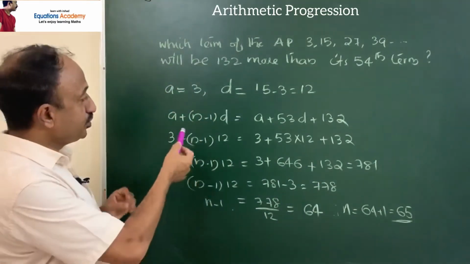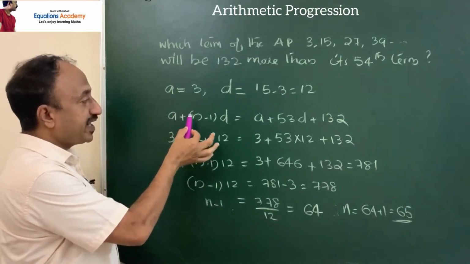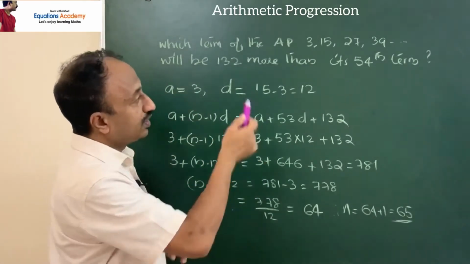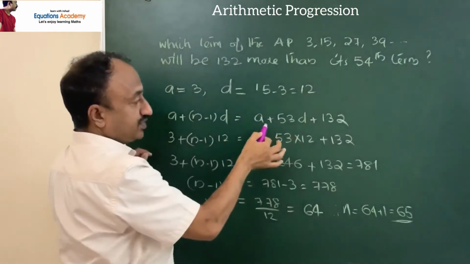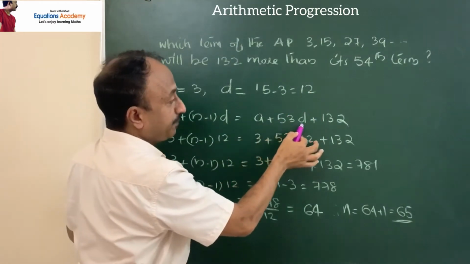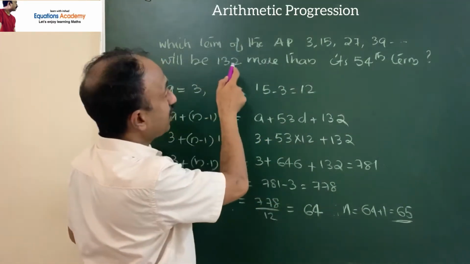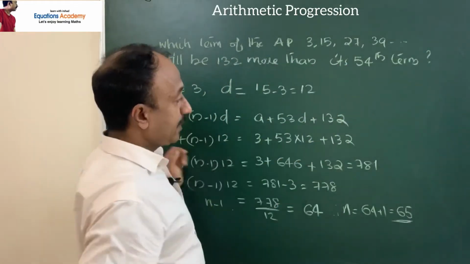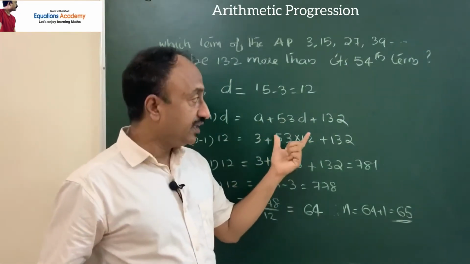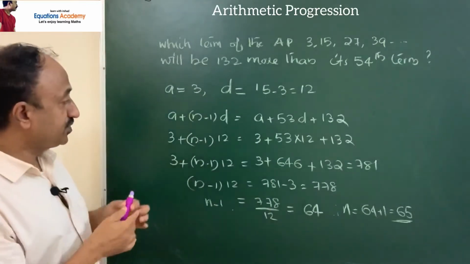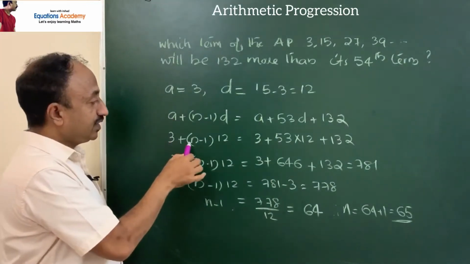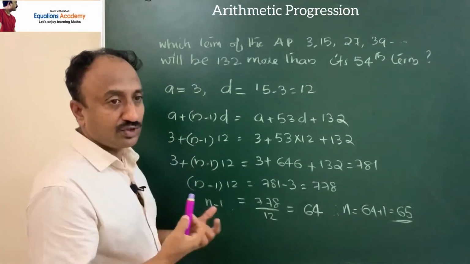So, we assumed nth term, A plus n minus 1 into D, is equal to the 54th term. The 54th term is A plus 53D, plus it is given that it will be 132 more than its 54th term. So, A plus 53D plus 132, and substitute the values here. A equal to 3, and n we don't know, that is what we are going to find out.